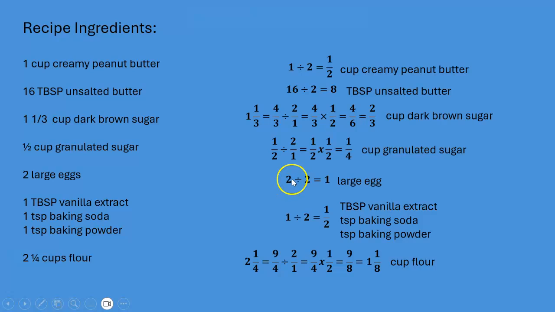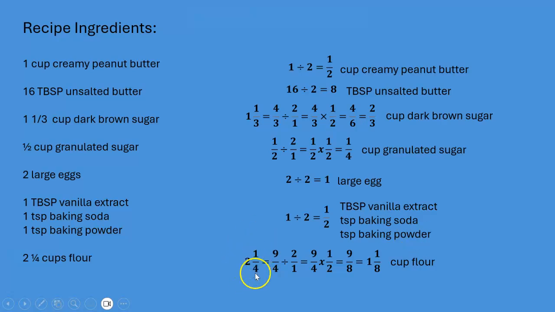2 large eggs. Of course, we all know 2 divided by 2 is 1 large egg. 1 divided by 2 again, like the peanut butter, gives us 1/2. So that means 1/2 tablespoon of vanilla, and 1/2 teaspoon of both baking powder and baking soda.